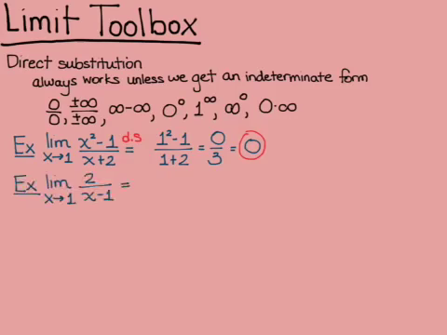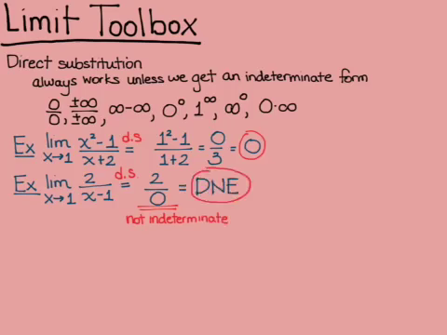As another example, let's look at the limit as x goes to 1 of 2 over x minus 1. If we try direct substitution in this case, we end up with 2 over 0. Now 2 over 0 is not defined, but it's also not one of our indeterminate forms. Therefore, we write that this limit does not exist. We will see in a later video that this limit actually is going to positive or negative infinity.